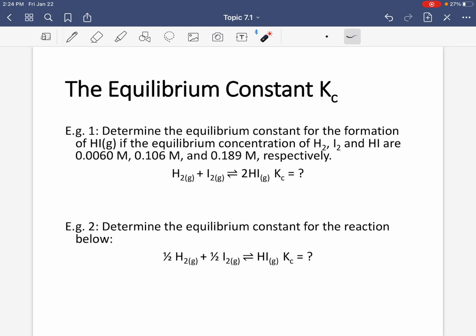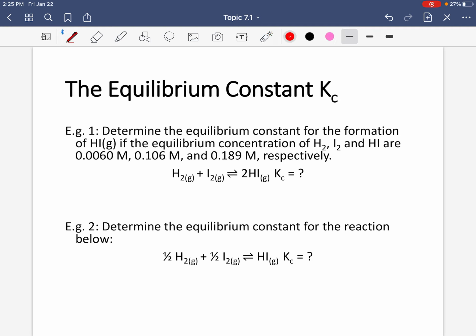If the equilibrium concentrations, so at equilibrium, when things are cool, that Kf, the rate of forward equals the rate of backwards, of H2, I2, and HI are these molar respectively. So at equilibrium, look at the language here. If the speed of the forward reaction is equal to the speed of the backward reaction, this is the concentration. What is Kc?